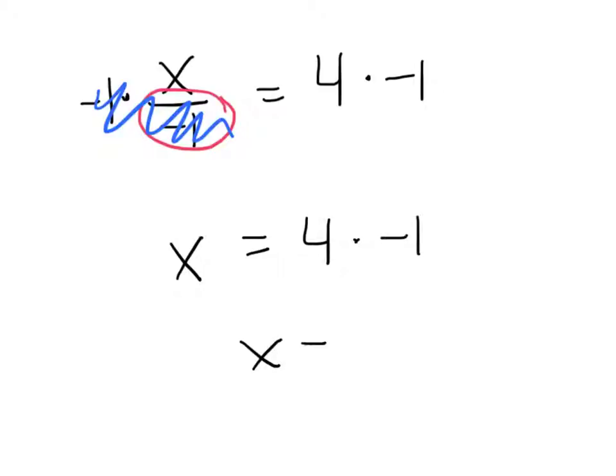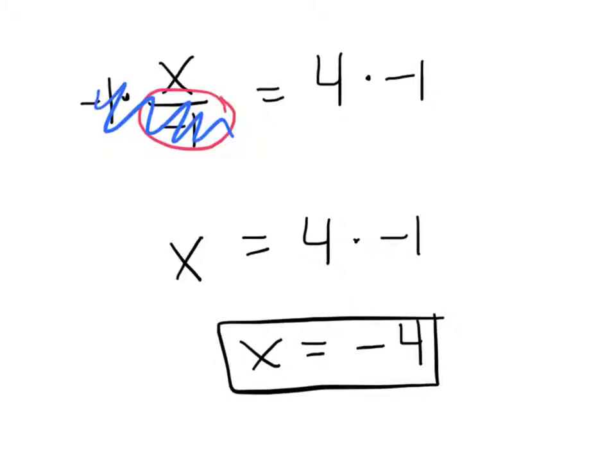Well, let's see. I still have x equals positive 4 times negative 1. Positive times a negative is a negative. 4 times 1 is 4. And that's the answer.